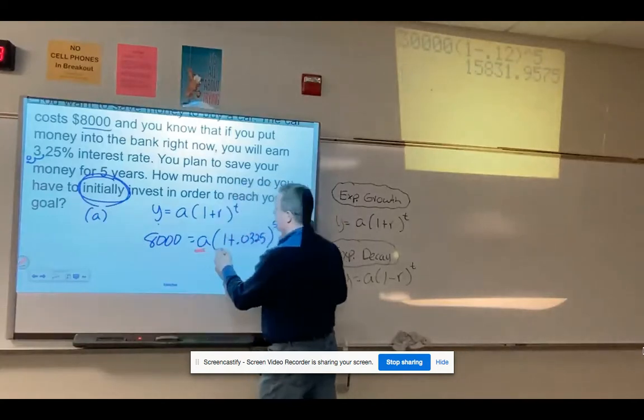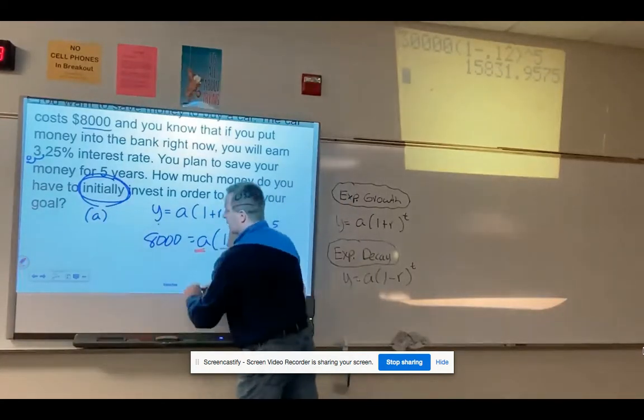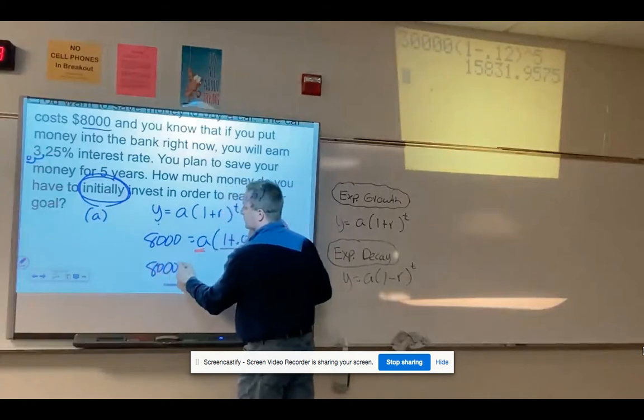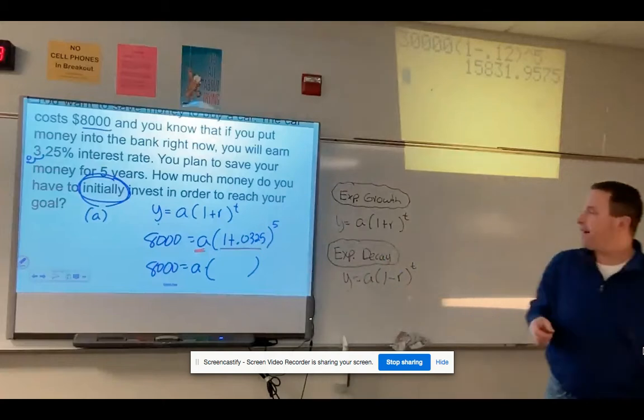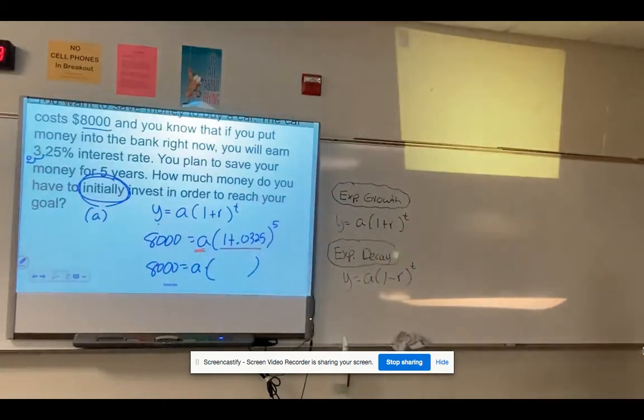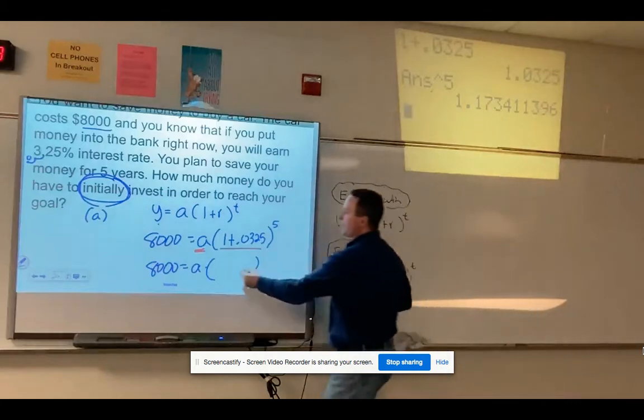Well, what if I did all this stuff and got a number? So I got 8,000 equals a times something. Can we find the value of that on my calculator? 1 plus 0.0325 all raised to the 5th power. Okay, so that's approximately 1.173. We can round off a little bit.